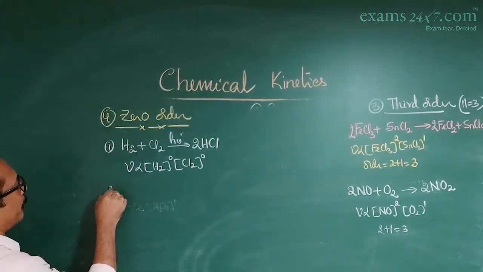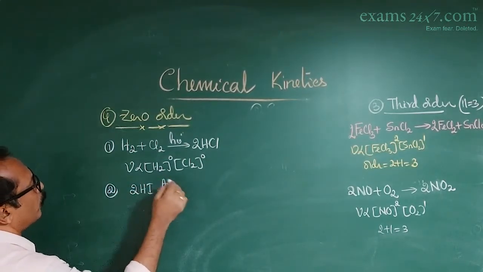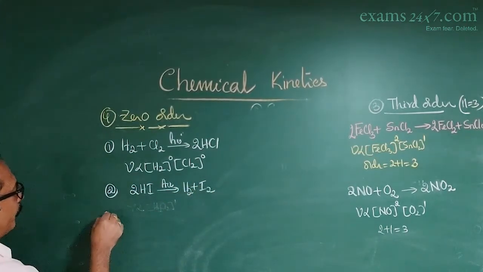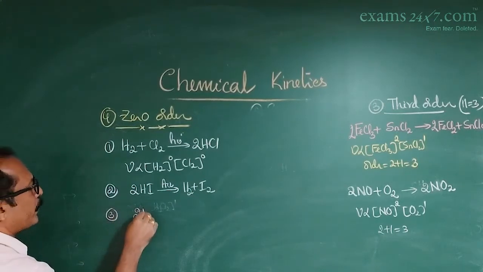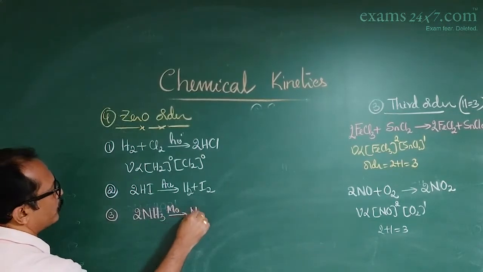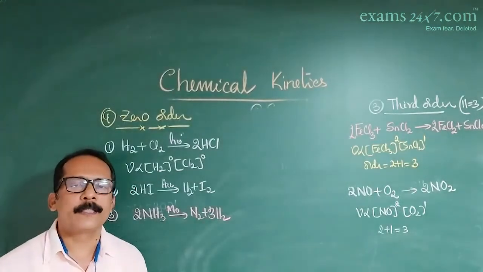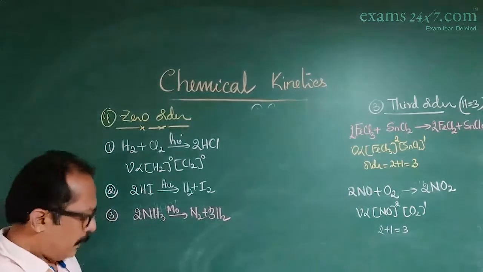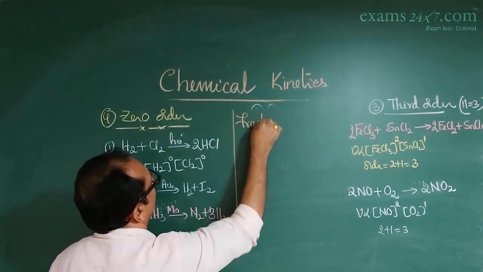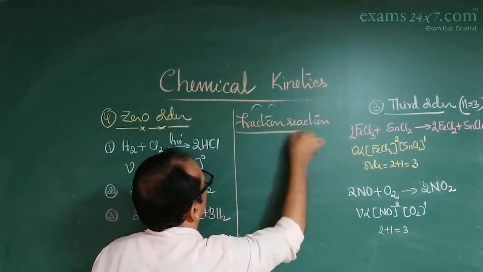Similarly, one more example: dissociation of hydrogen iodide in the presence of gold at high temperature gives hydrogen and iodine. Then decomposition of ammonia in the presence of molybdenum gives nitrogen and hydrogen. These are examples of zero order reactions. Next, the fractional order reaction. Here, the order of the reaction is a fraction.